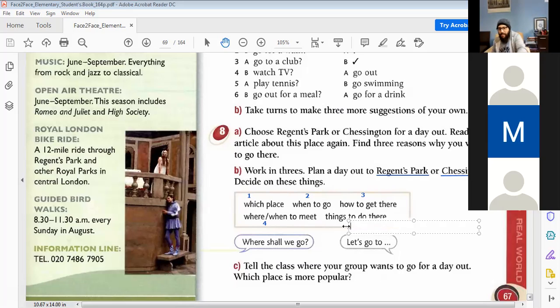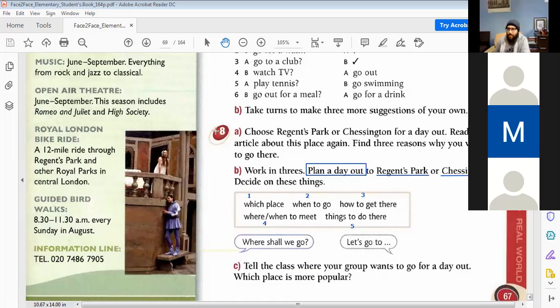The things you will talk about in the place, depending of course on the options you have in Regent's Park, the things you can do in Regent's Park. And also the things you can do in Chessington. Okay, do you get the idea? So here you just want to plan the day out. That is the idea of the exercise. So you want to plan the day out.